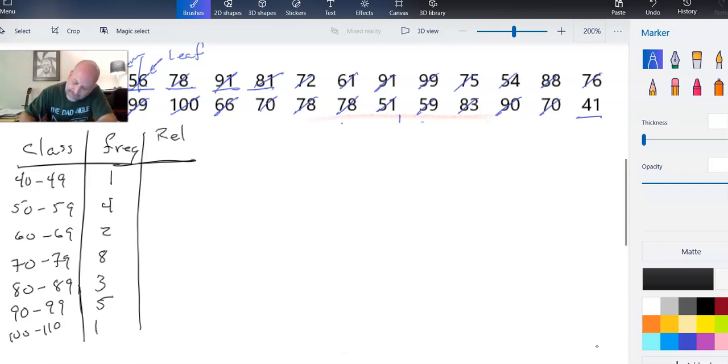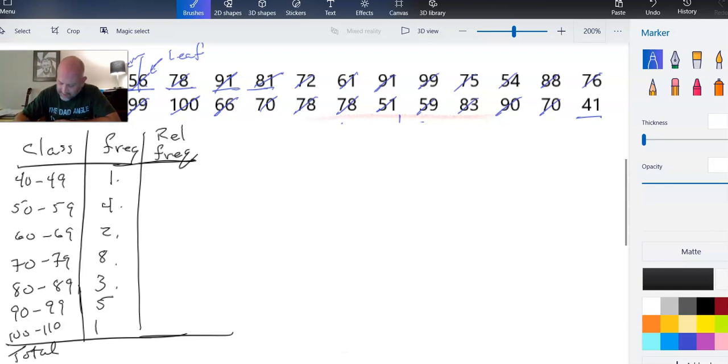Now the relative frequency is really looking at the percentage of the whole that that particular class is taking up. So here, we're going to need the total number of entries. So our total, let's see, 1, 5, 7, 15, 18, 23, 24. Okay, so there's 24 students in this particular class.